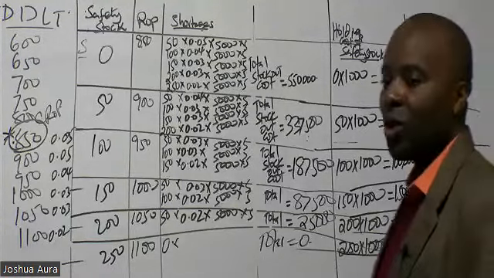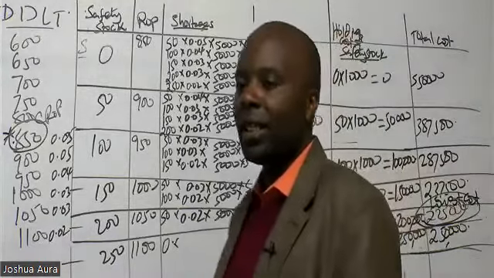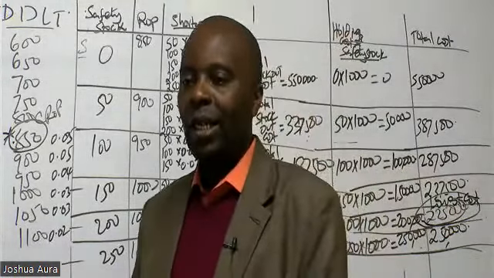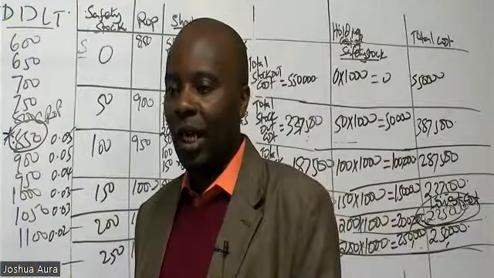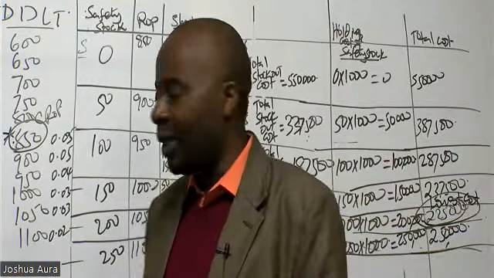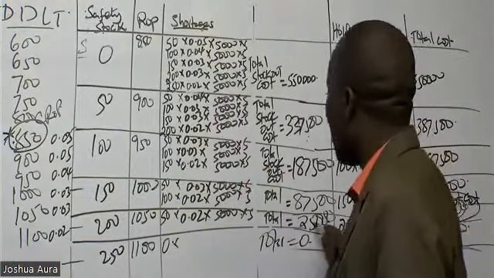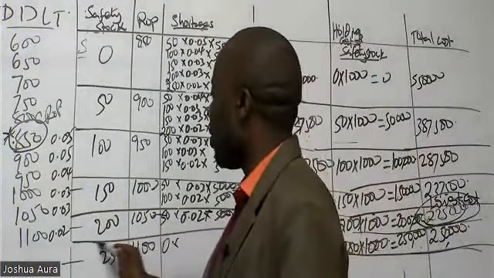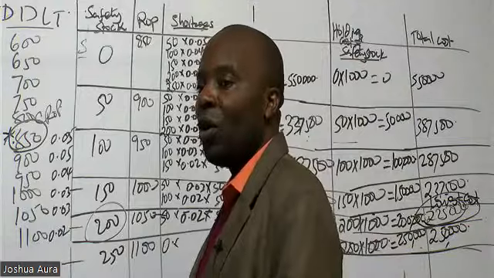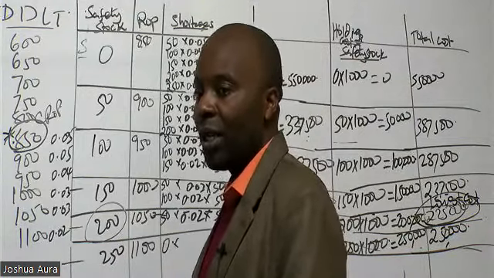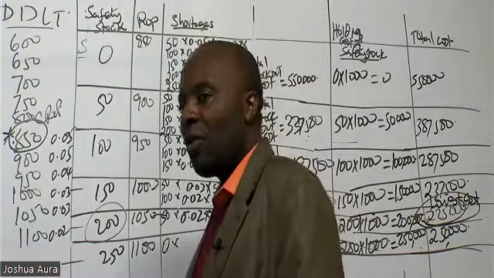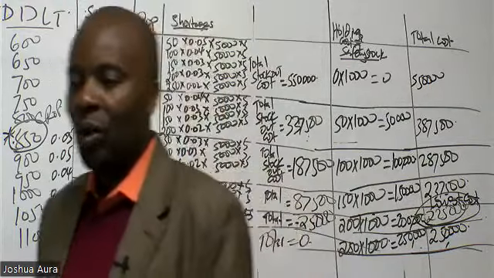And if it is the lowest cost, then we should be able to advise the client. So you should be able to tell the client what we are going to advise. The safety stock, call it the optimal, is the one that corresponds to this lowest cost. So the safety stock here is 200. So the optimal safety stock is 200.